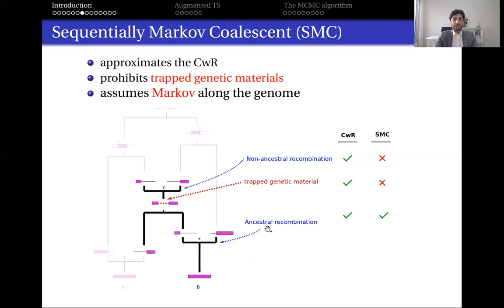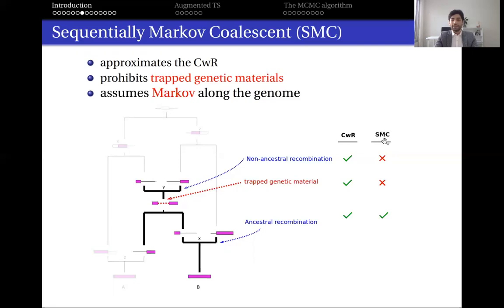So now, what the SMC suggests is to not allow this type of event. If we don't have this type of event, then the process results in a Markovian process, that is Markov along the genome, and it reduces the ARG space. Many simulation methods have been developed using the SMC. Also, some inference methods have been developed. Now let's take a closer look and see what information we lose here.